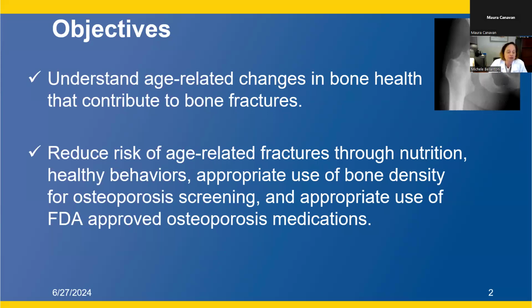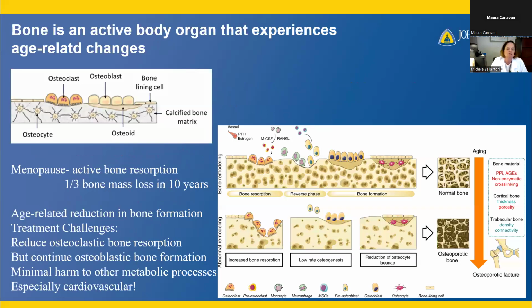And then I hope that we'll show you how to reduce these risks of age-related fractures through an approach of healthy behaviors, nutrition in particular, physical activity, and then appropriate use of our screening test bone density, and appropriate use of FDA-approved medications. So let's start with just a basic physiology discussion. Bone is not stagnant. Bone is an active body organ with metabolism, and this metabolism has some age-related changes.